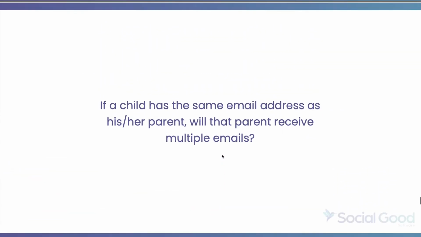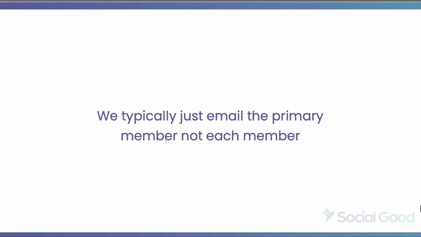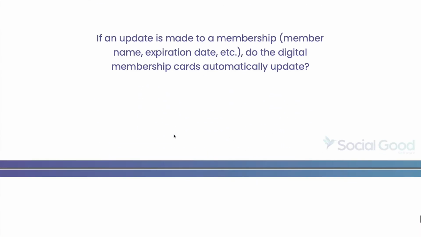If a child has the same email address as his or her parent, will the parent receive multiple emails? We typically just email the primary member and not each member, so this won't be a problem.